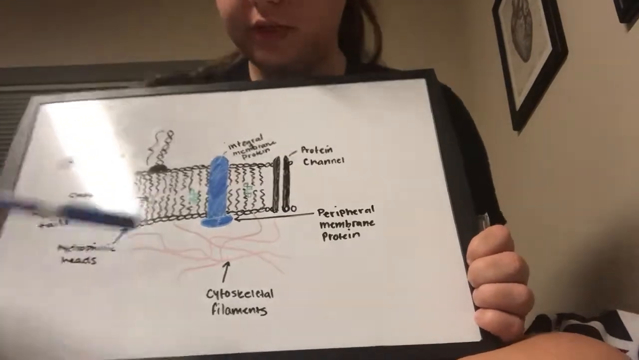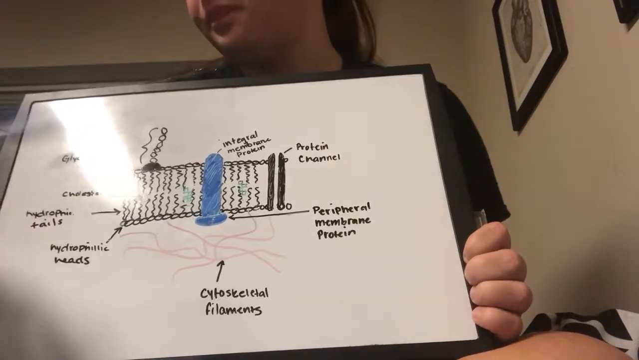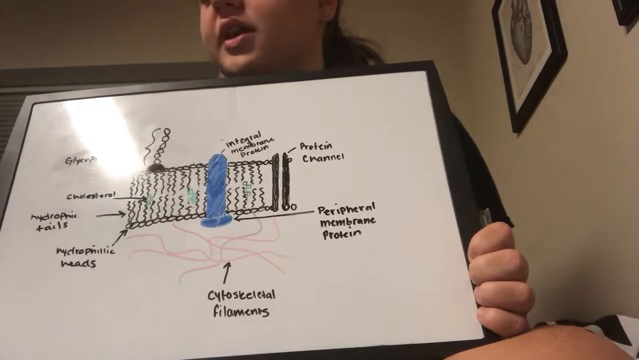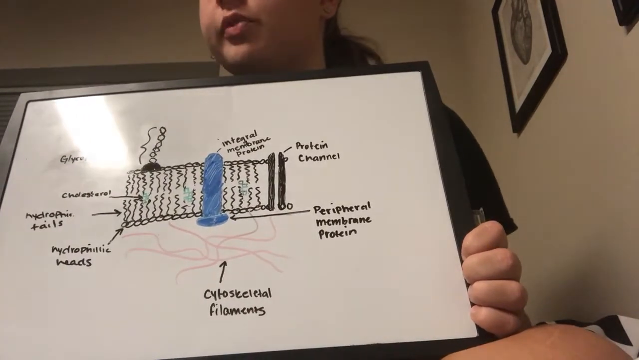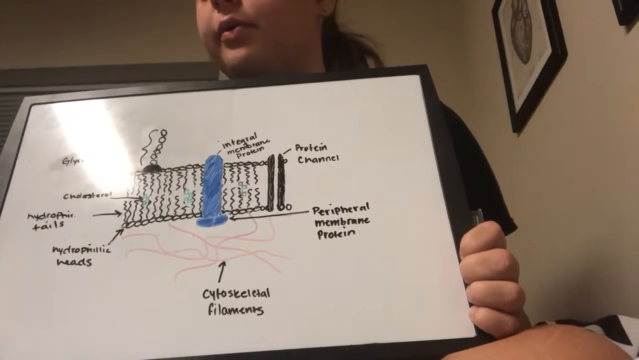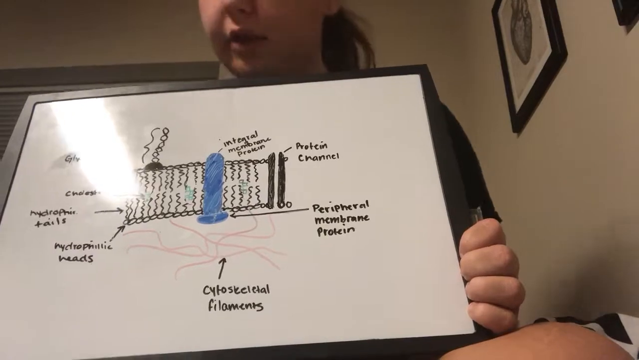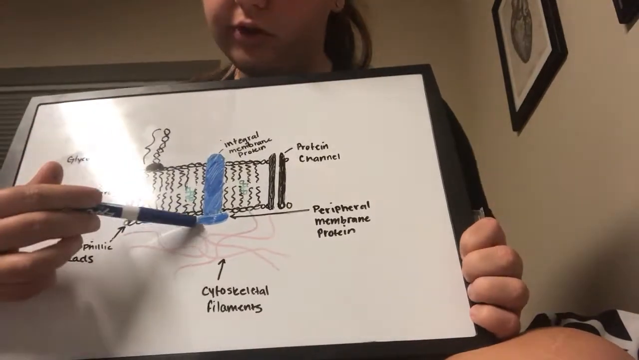The peripheral proteins, here shown on the bottom, peripheral membrane proteins are usually attached to the surface of integral proteins. Therefore, they're on both faces of the lipid bilayer. So they can be on the top, but I drew it on the bottom.